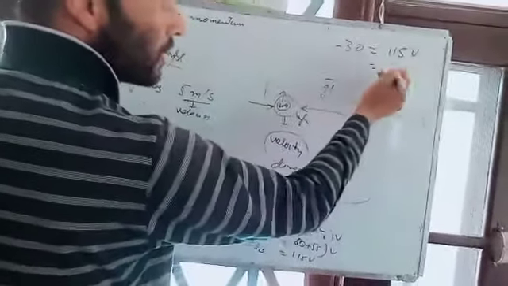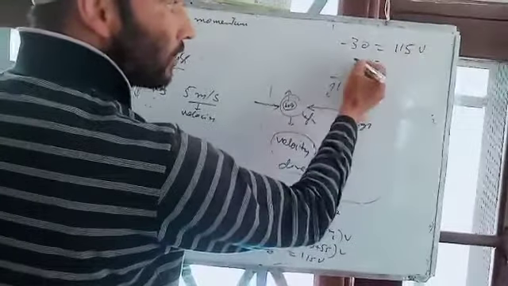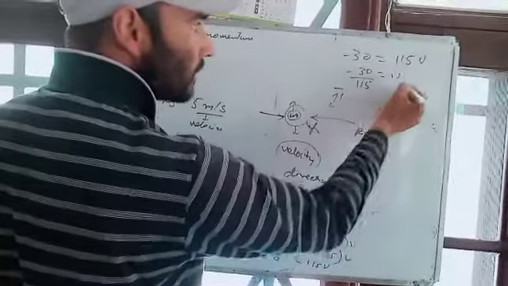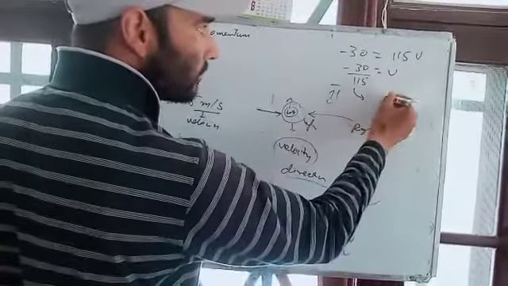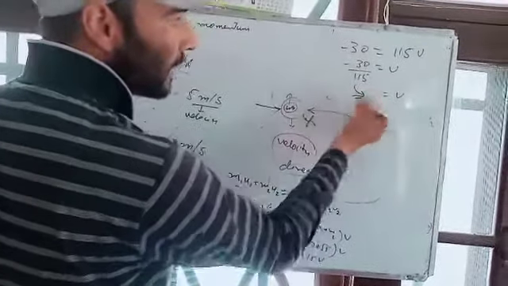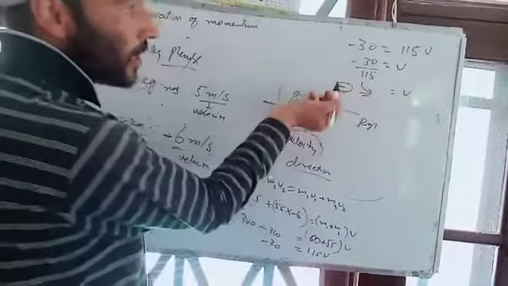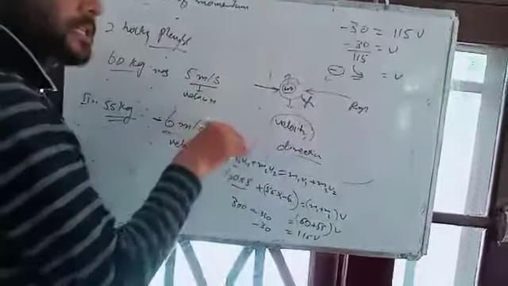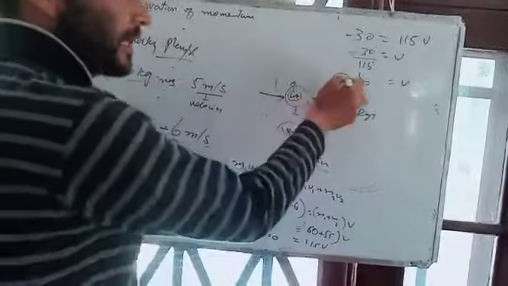Now v is equal to minus 30 divided by 115. Then if you calculate, it will give v, having a negative sign, that means it will move from right to left. That means in the opposite direction of the first player. The negative sign shows the opposite direction. Thank you. Have a nice day.